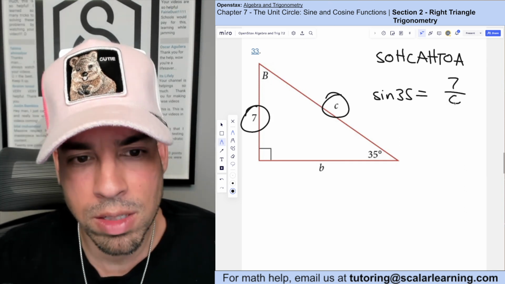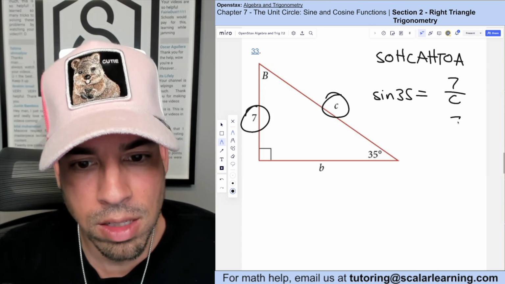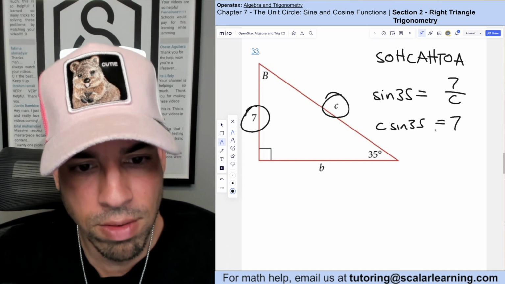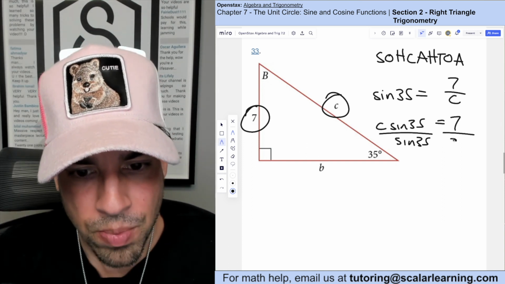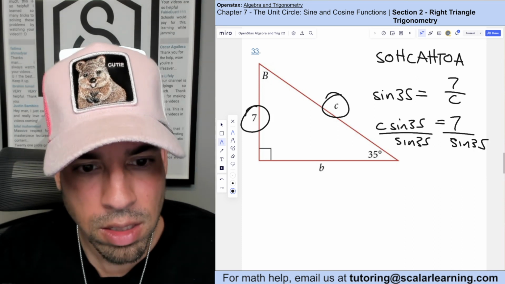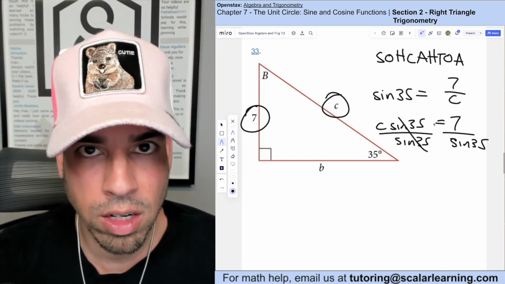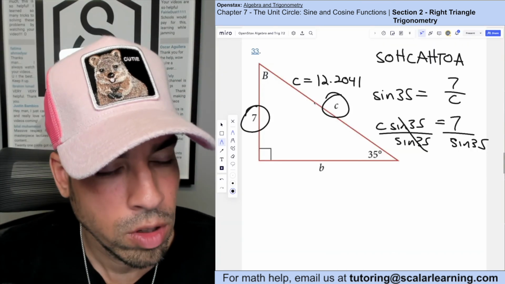So this is pretty cool because this gives us an equation that we can use to now solve for C. So first I'm going to isolate by multiplying both sides by C, and then I get C sine 35 equals 7. And then I'm going to divide by sine of 35, okay? I'm going to do that to both sides. That's going to cancel out. So here's what I have for C. Let's plug this into Desmos and get our approximation. So here we get 12.2041. So that's our value for C.